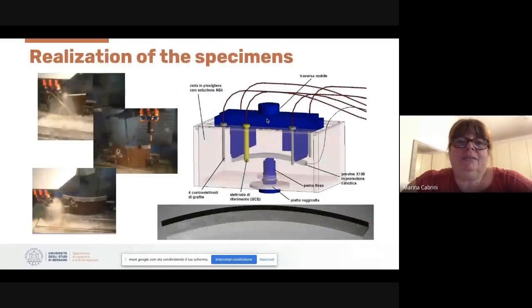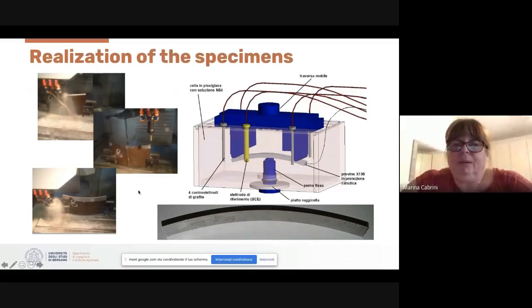In this way, it's possible to realize some slow bending tests using different rates of displacement of the grip in order to have a controlled strain rate of most of the central zone of the specimen. And we use this test to characterize unconventional specimens. This example is, for example, a longitudinal weld.